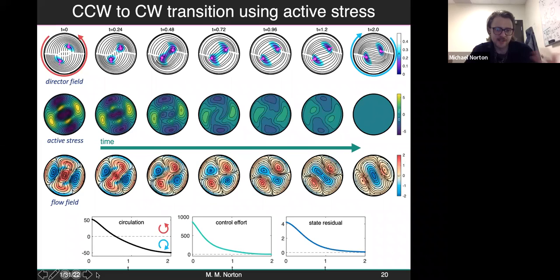We can also plot some global metrics of the system to track where we are in time. One important one is the circulation. This is just the total amount of flow in the tangential direction. And we see, actually slightly before this point of symmetry, that the flow has started to go the other way.